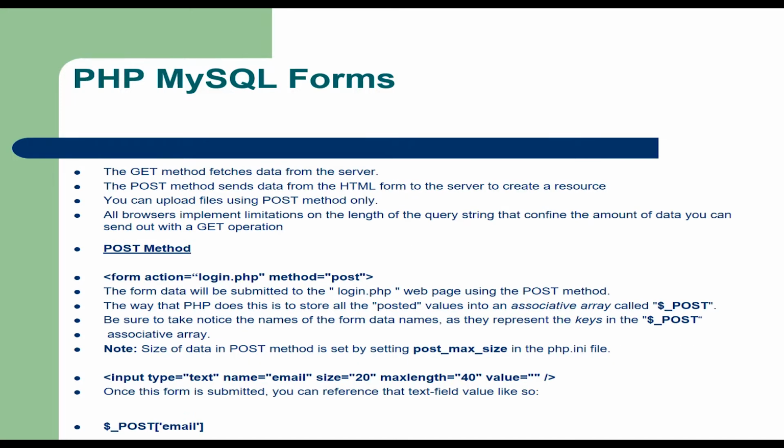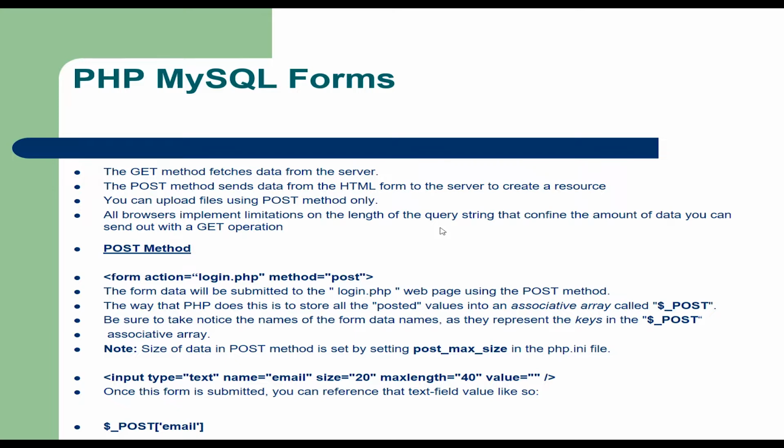The get method is used to fetch data from the server, but the post method sends data from the HTML form to the server. If we need to upload a file to the server, we can only do so by using a post method. Here we need to keep in mind that all the browsers implement limitations on the length of the query string, or the data that we can send using get. The data that is sent using the get method is displayed in the browser address bar, while the post method sends the data as a part of our request body.